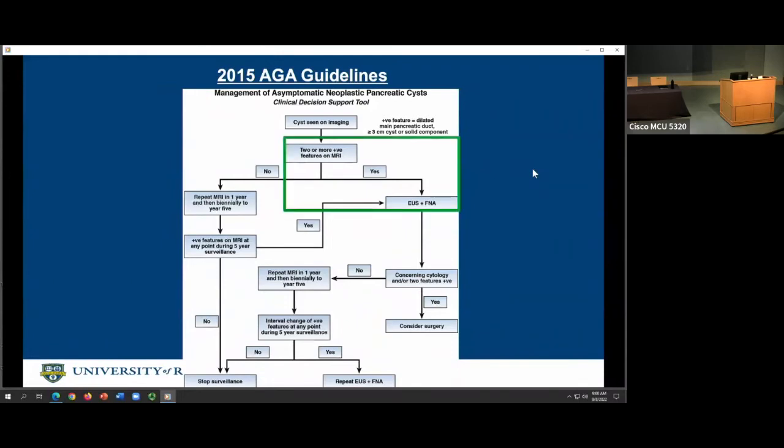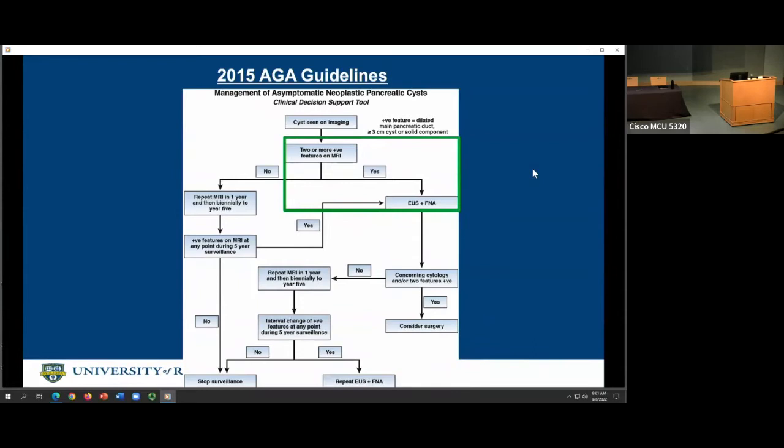For cysts with at least two high-risk features, such as size greater than 3 centimeters, a dilated main pancreatic duct, or the presence of an associated solid component, an EUS with FNA should be considered. The AGA also suggested that patients without concerning results on EUS-FNA undergo MRI surveillance after 1 year and then every 2 years to ensure no change in the risk of malignancy.